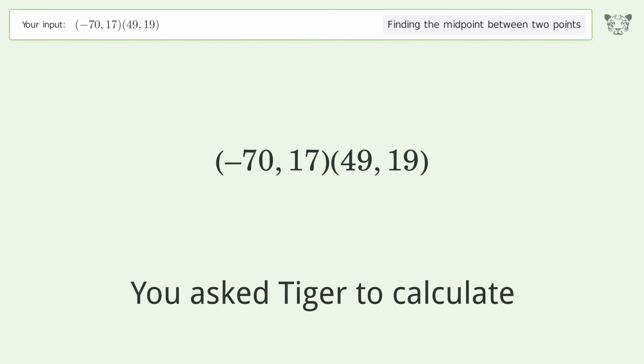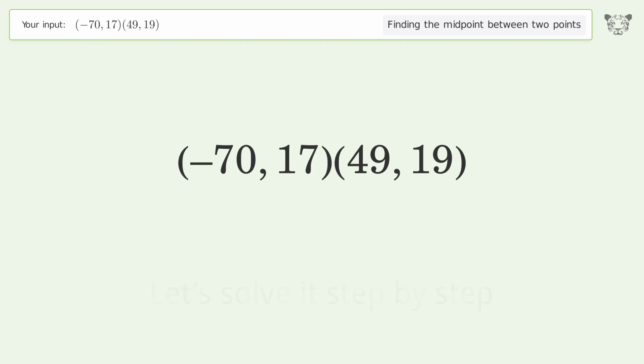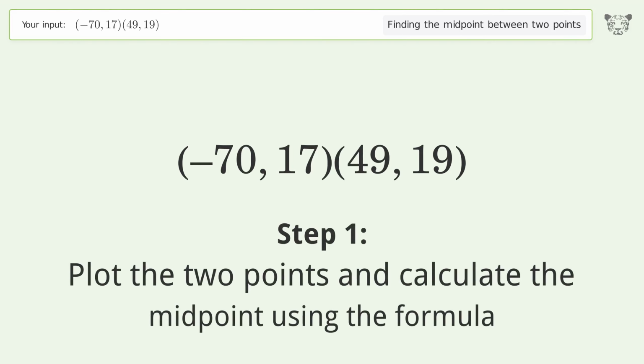You ask Tiger to calculate. This deals with finding the midpoint between 2 points. The midpoint between the 2 points is negative 10.5, 18. Let's solve it step by step. Plot the 2 points and calculate the midpoint using the formula.